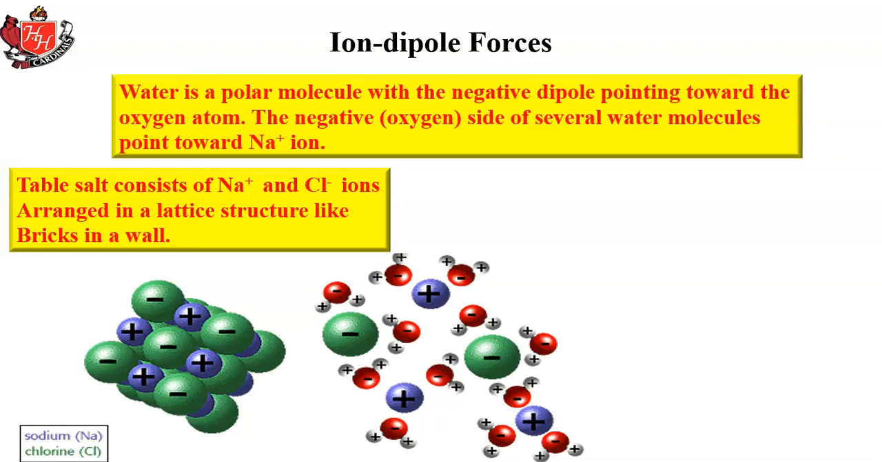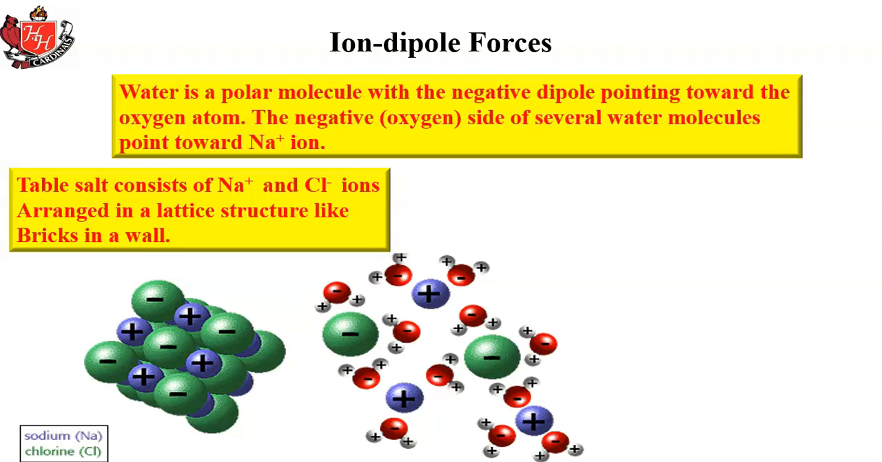So water is a polar molecule with a negative dipole pointing towards the oxygen atom. That's because the oxygen atom is more electronegative than hydrogen, so it tends to pull the electrons over towards it. It doesn't totally take the electrons away from the hydrogen, it just tends to pull them over to that side. Therefore, the oxygen side of the water molecule is negative, and the hydrogen side is positive.